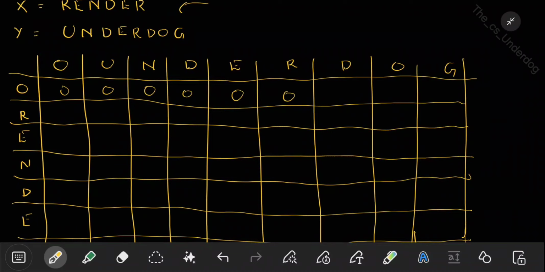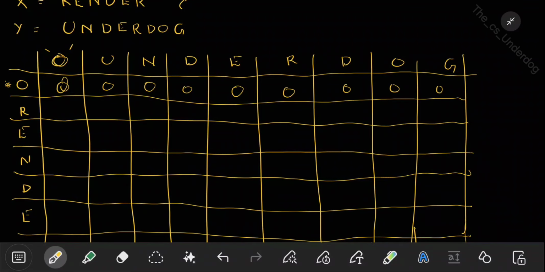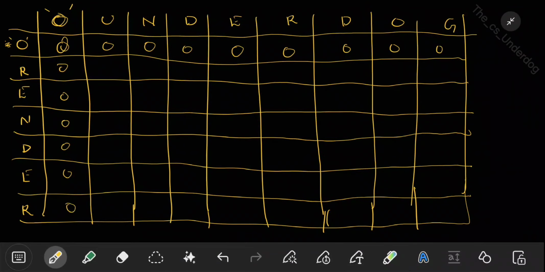What does this signify? Whatever be the length of your second string, which is underdog, if your first string is of length 0, we are only considering 0 length at this point. If your first string is of length 0, then it cannot have a common substring at all because it does not have anything in it, because of which all the entries corresponding to it will be 0. The same way, if your second string underdog becomes of length 0, that is what the first column denotes. It is not the letter O, it is about length 0. All these entries will be 0. Now we are going to start filling the actual entries.